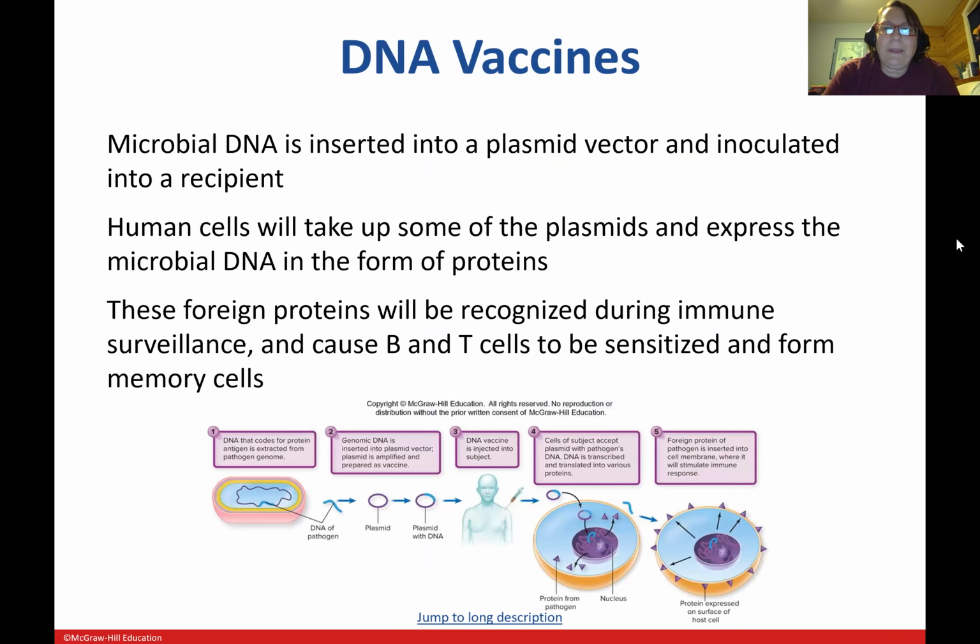Okay, there's a fairly new type of vaccine, which is microbial DNA inserted into a plasmid vector and inoculated into a recipient. Some of the human cells will take up some of those plasmids and express the microbial DNA in the form of proteins. Those foreign proteins will be recognized during immune surveillance and cause B and T cells to wake up and form memory cells. I'm not sure how crazy I would be about getting a vaccine like that, but I will wait and see what the literature has to say.